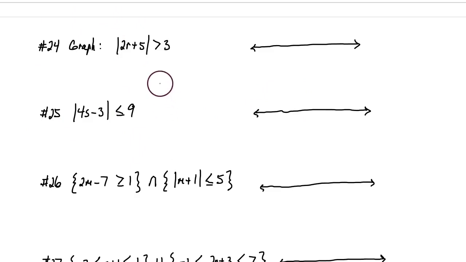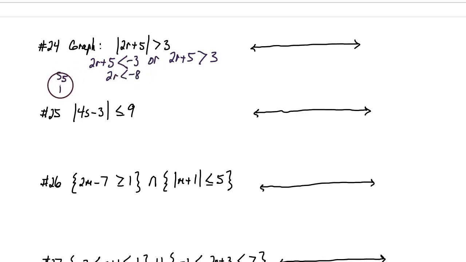Number 24, we're asked to graph the solution to this absolute value inequality. We do that by rewriting it. So with a greater than symbol, the way it's rewritten is to write the expression in the bars and put less than the negative of 3, then write or, put the expression in the bars and put greater than +3. Now solve both of these. Subtract 5 from both sides. 2r is less than -8. And divide by 2. So r is less than -4.